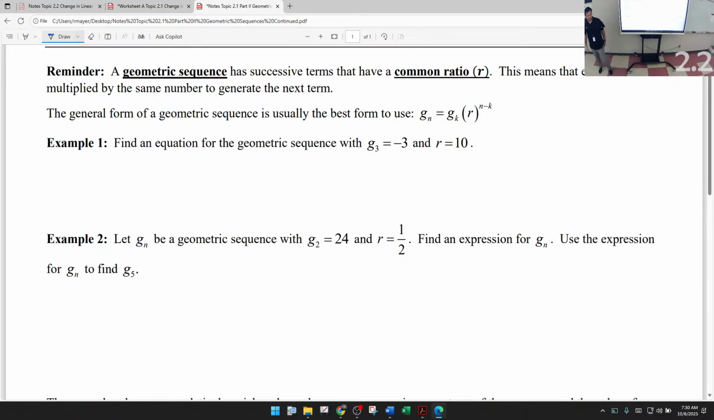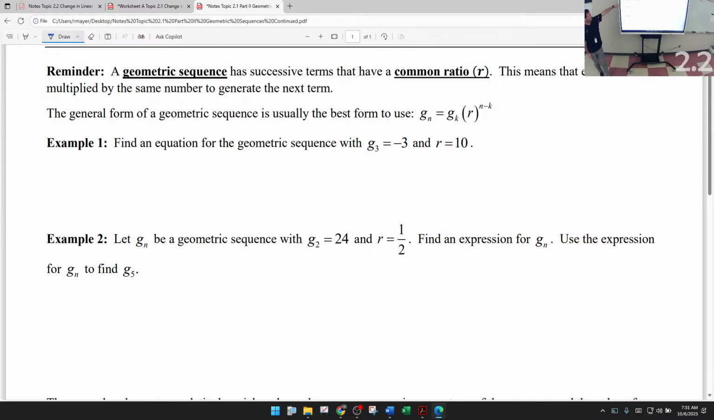Take 2. Good morning. How was your weekend? Hope everybody's good. I messed up the other day and didn't finish the notes, so we're going to finish those notes first. See how it works? Just act like this is the first time. I should have hit pause on my recording. A geometric sequence has successive terms that have a common ratio, yada, yada, yada. This means that each term is multiplied by the same number to be generated. The general form of the geometric is that. You already know that. You should know those 2 things.